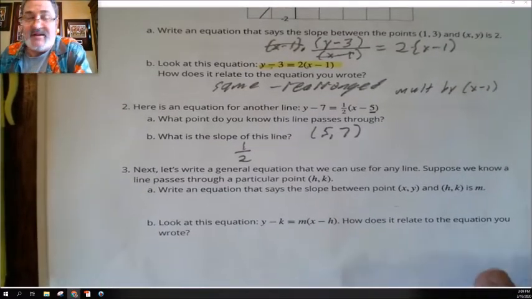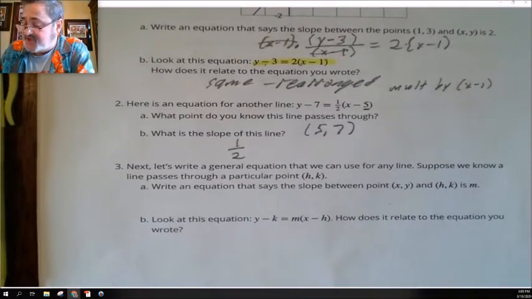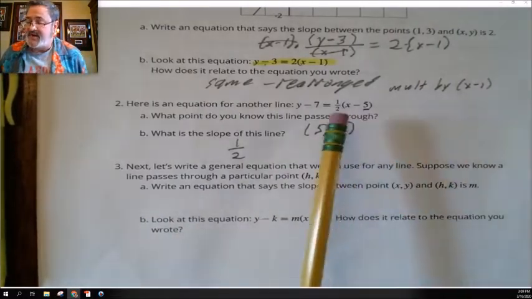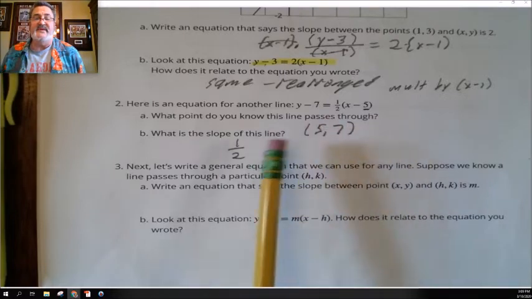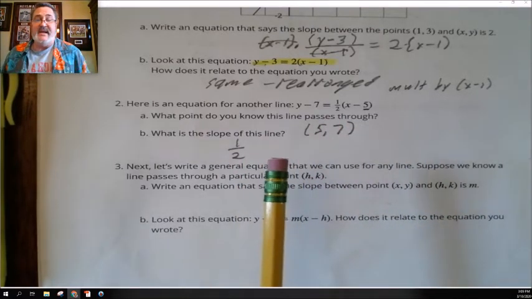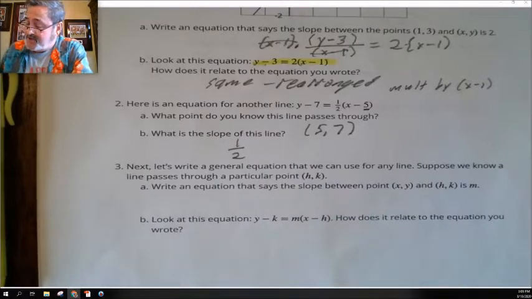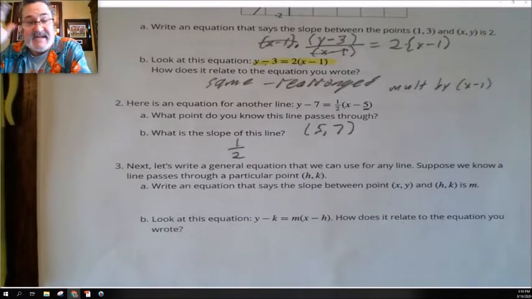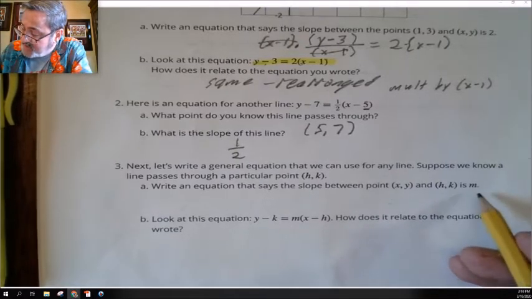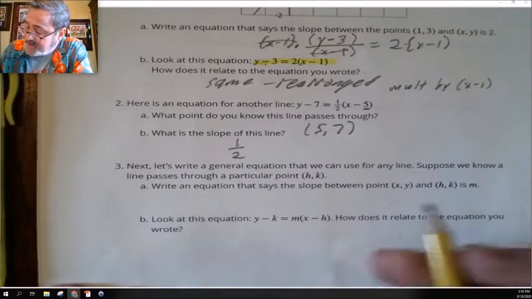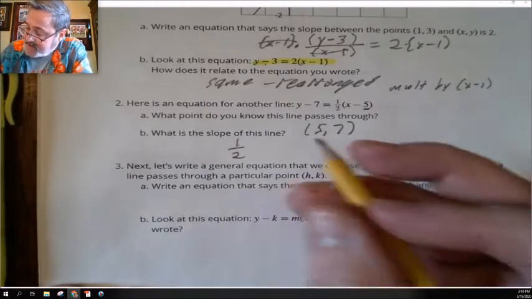So let's see. Okay. Now let's write a general equation for any line. So this line is specific right here. It has the point 5, 7 and this slope. So that is only describing one line. So let's look at any line. So we know the line passes through this point, h, k. So that could be any point, right? h and k are variables. They could be any number. And we're going to say the slope is m. So write an equation that says the slope between those points.